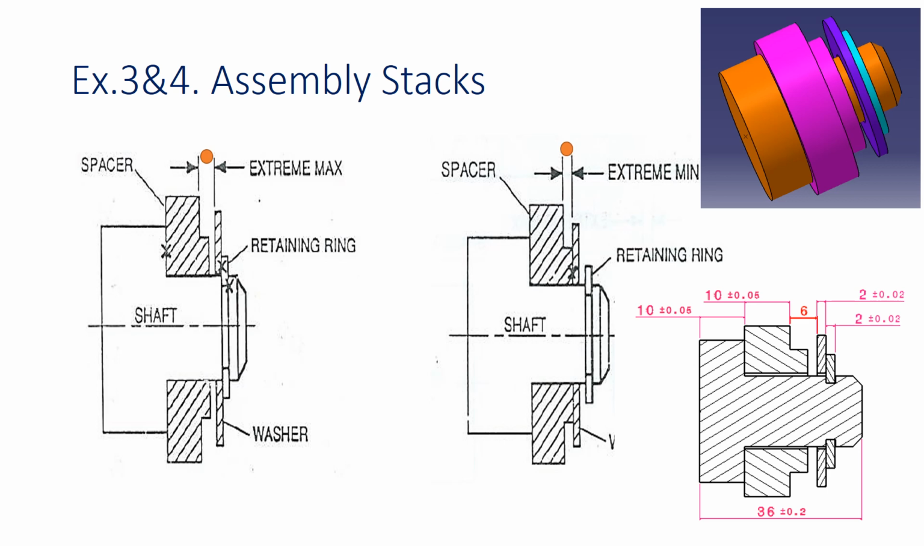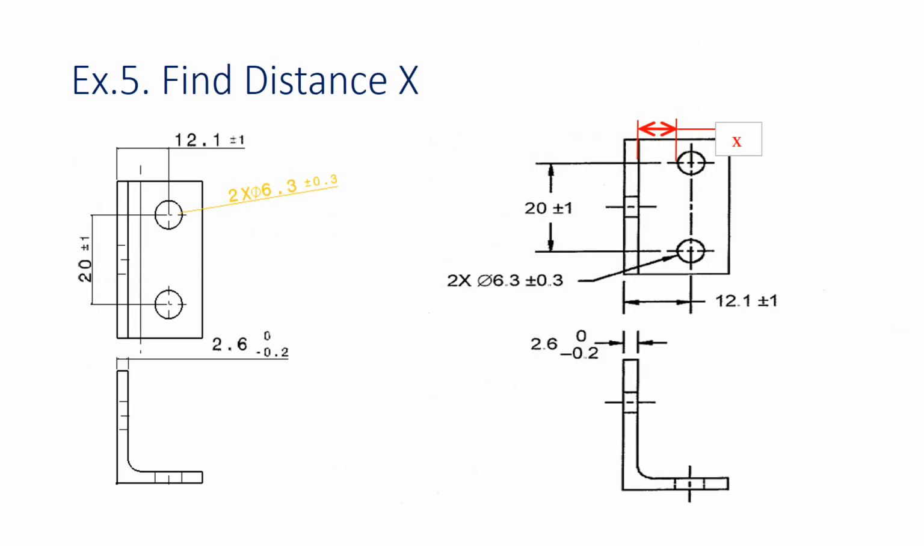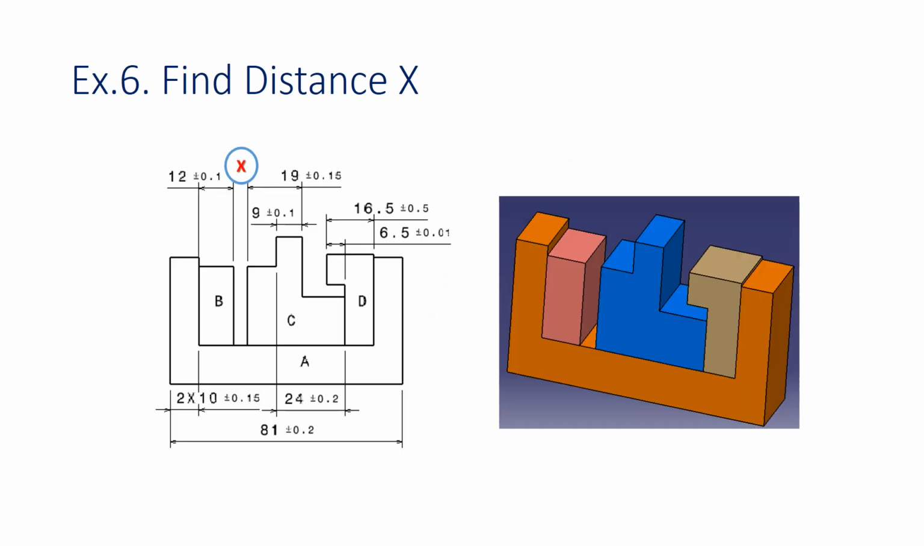Exercises 3 and 4, assembly stacks. Find out the extreme maximum and extreme minimum in this assembly by using the known dimensions shown in the figure. Exercise 5 is given to you. Find the x, that is the minimum and maximum distance between the edge of the hole and the edge of the flange. Exercise 6, find the gap, the minimum and maximum distance x in this assembly.